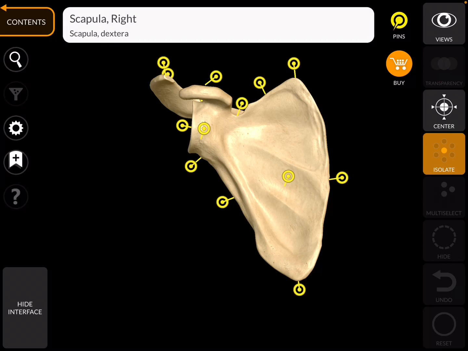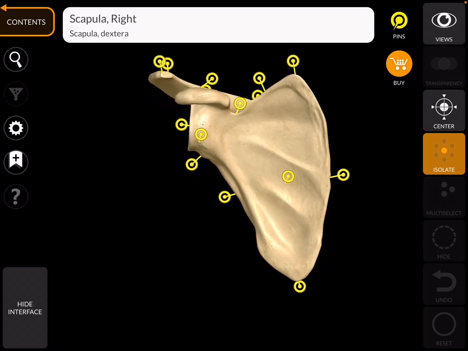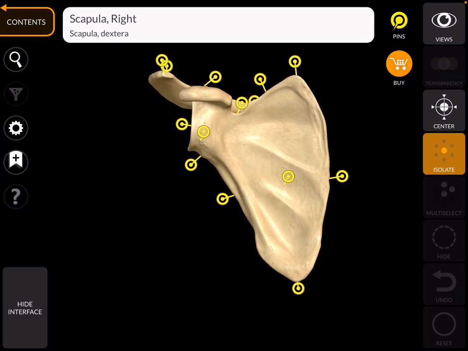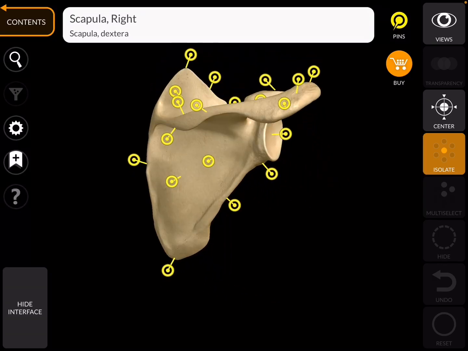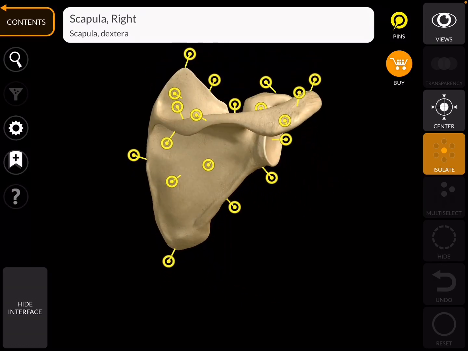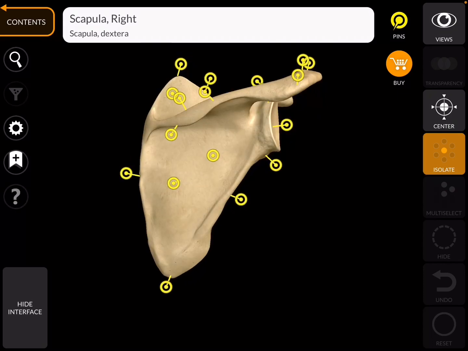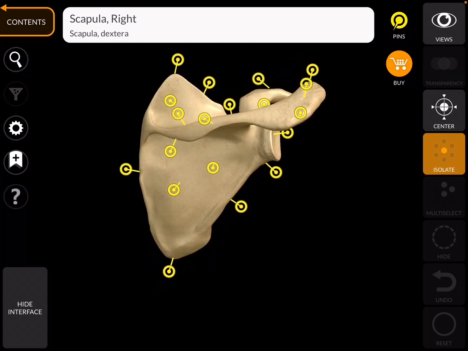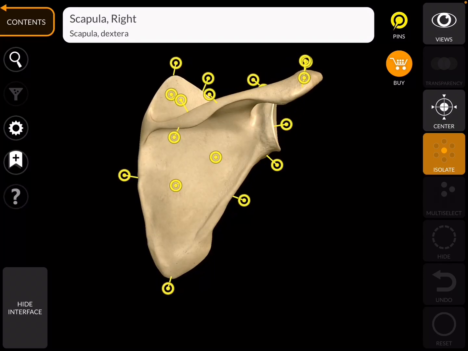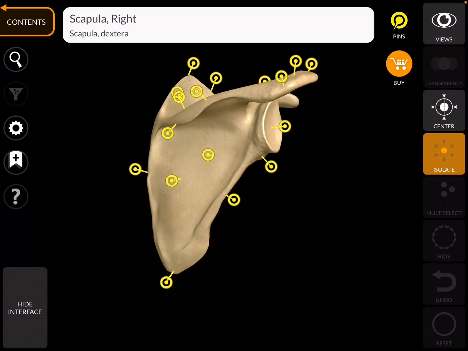It has got three processes: the spine, the acromion, and the coracoid. So our spine is this part that you're seeing here, this line. Unfortunately I don't have anything to annotate with for now, but you can just appreciate it. Just as you are ending the spine, we've got another process that we call the acromion process.